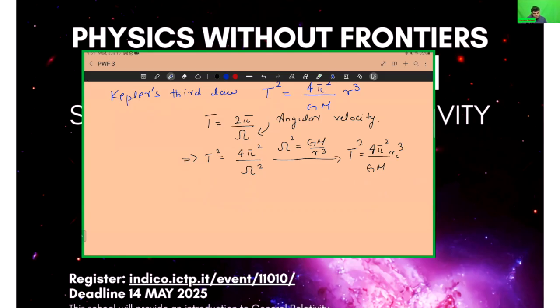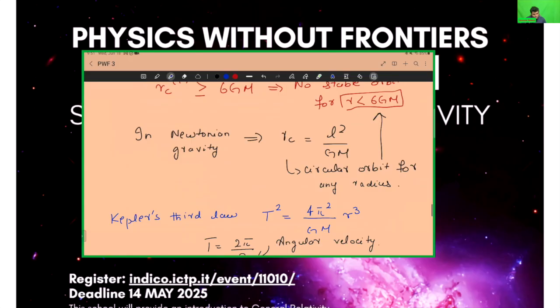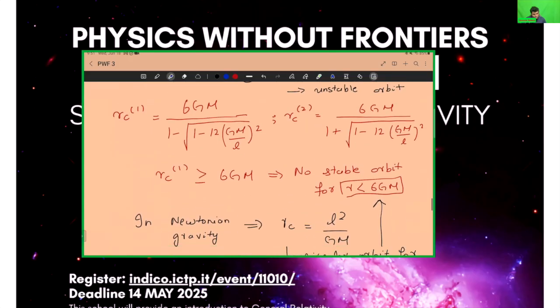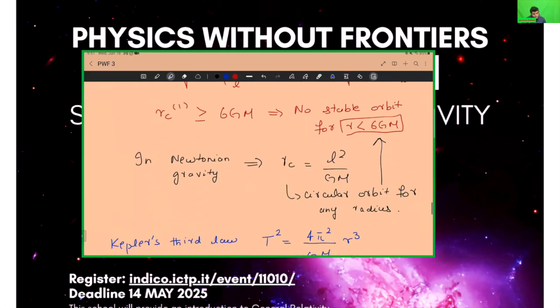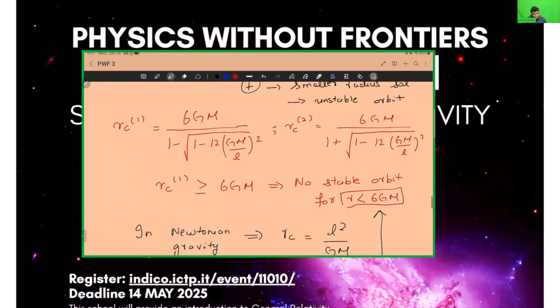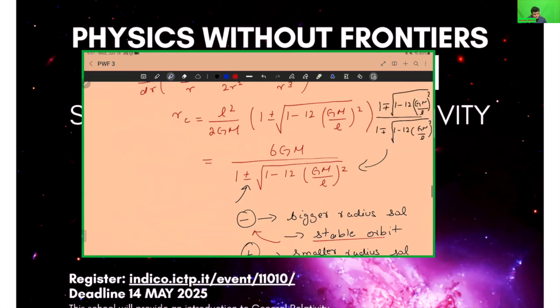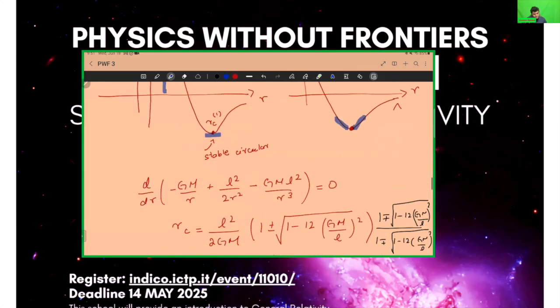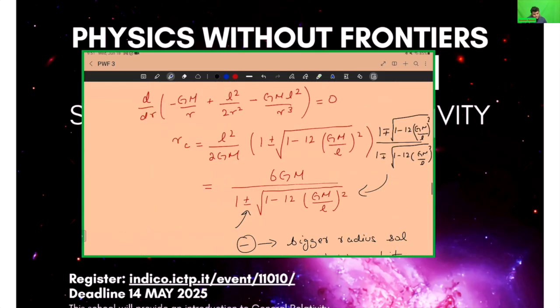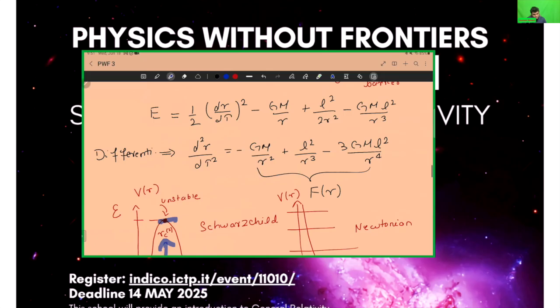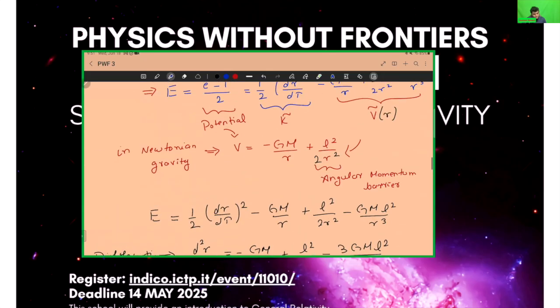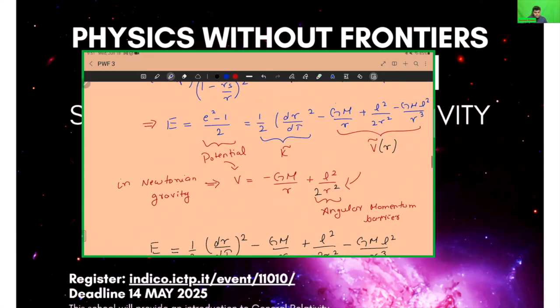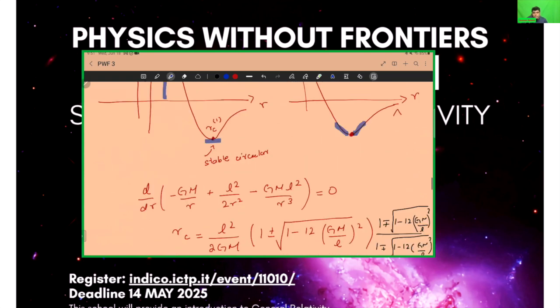So Kepler's law also comes from the Schwarzschild geometry, and the other thing that we derived about circular orbits is that you cannot have circular orbits for any radius. That's not the case in Newtonian gravity, but it's true in Schwarzschild geometry. And we did recover the first two terms that come in the Newtonian gravity in the potential, which are these two terms. Okay, before I move on, let's see if there are some questions.